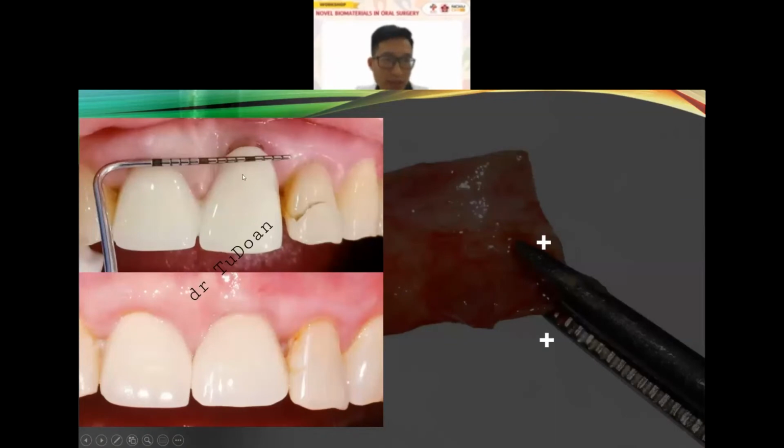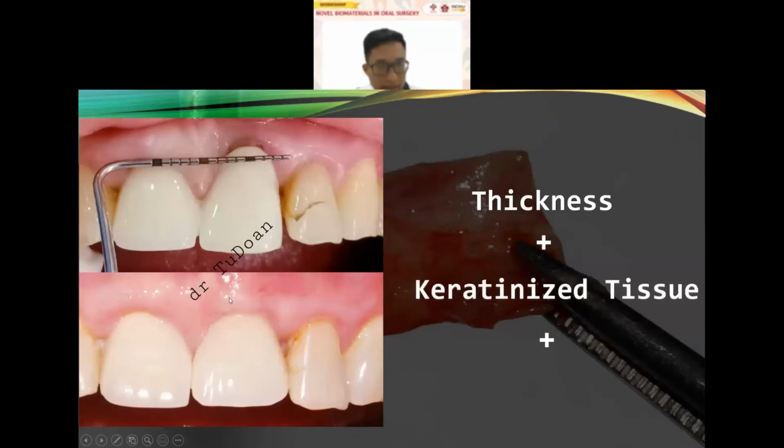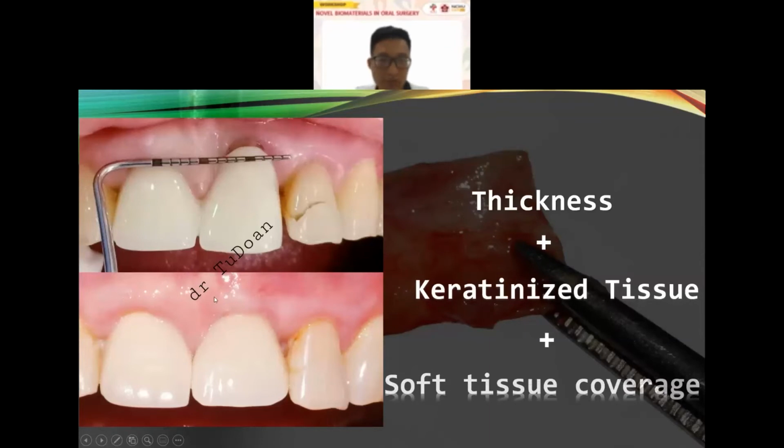The case has an old prosthetic and a broken tooth, and we have around 2 mm of gingival recession in the mid-buccal with a thin phenotype. This is the picture after I made the soft tissue graft. You can see the very nice outcome: I can get a thicker phenotype in the buccal area, I have more keratinized tissue, and I can get soft tissue coverage after extraction of the tooth.